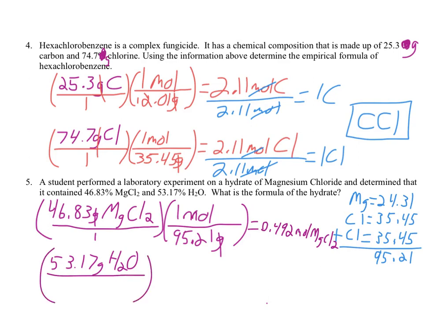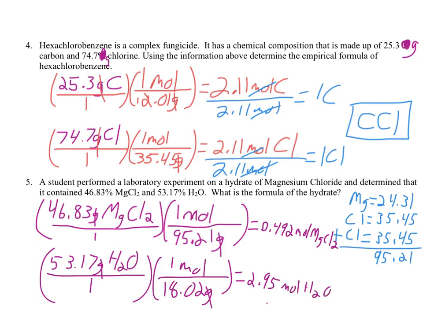Now I got to do the same thing for the water. I plop the grams of water over 1. Now I multiply it. I put the formula mass of water, 18.02 grams, on the bottom. I know that because I wrote it on my periodic table. 18.02 grams of 1 mole. Take 53.17, divide it by 18.02, and I get 2.95 moles of water.